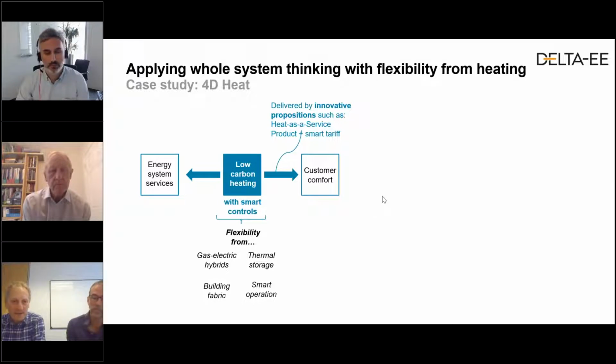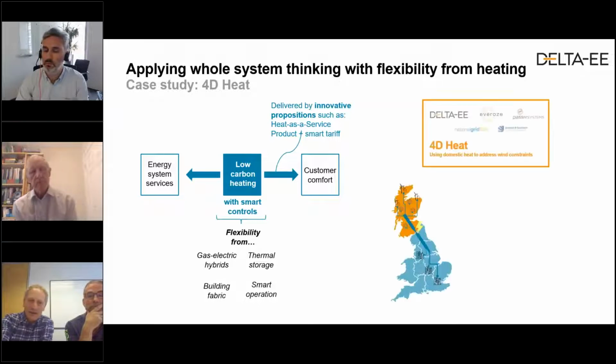And there are different ways to deliver that to customers, so that a heat pump doesn't necessarily have to be for someone that can afford the upfront cost, but could be delivered as a service. And this particular project, it's one of my favorite projects, carried out with some great partners for National Grid ESO and a distribution network operator, SSE, called 4D Heat.